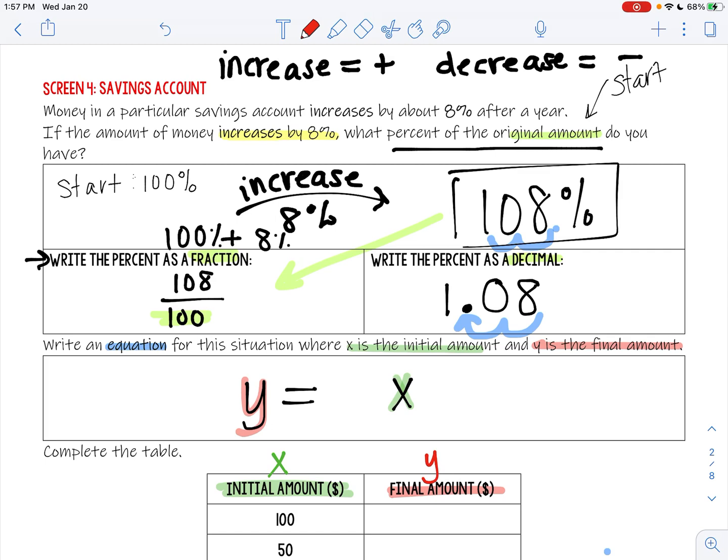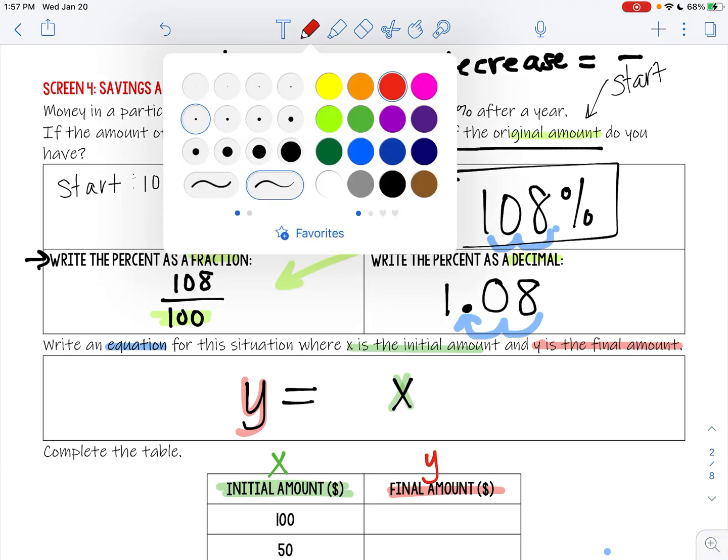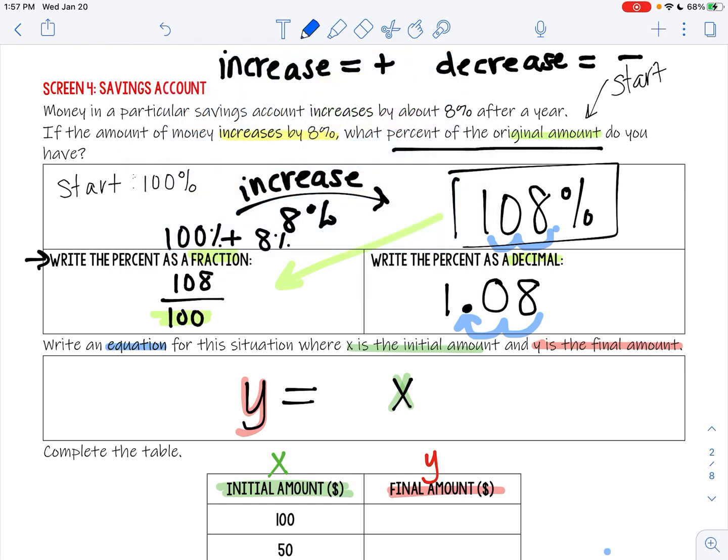What goes between the equal sign and the x, the blank mark, is that percent. It's the percent as a decimal. Not 108, but as a decimal. That's what goes there. The percent of the original amount as a decimal. This tells me that the final amount will always equal 1.08, or 1 and 8/100, times the initial amount. Because when we have a number next to a variable, so we have a coefficient and we have a variable, when they're next to each other, that means to multiply.